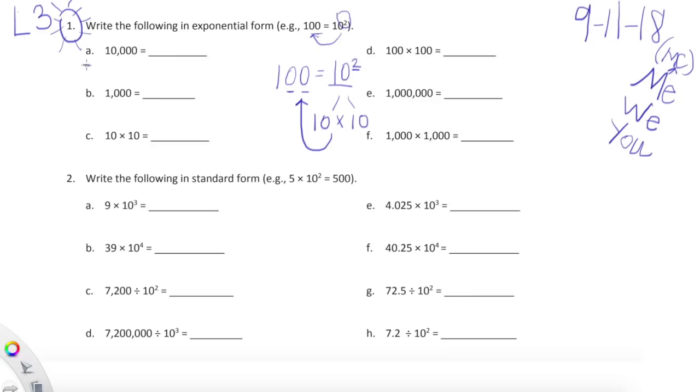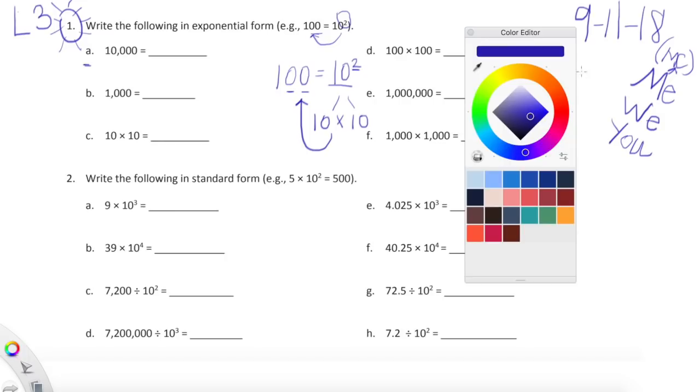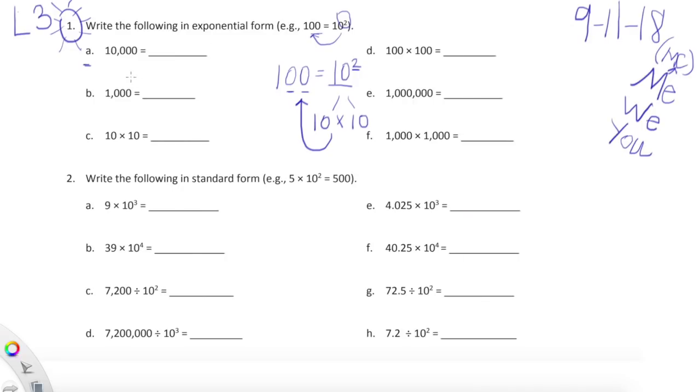Ten thousand. We are to write the following in exponential form. Wow, it's a really big fifth grade word. Exponential form. Do you see the word exponent in exponential form? Exponential form means to write this number in a form that includes an exponent. Holy moly, that is a big word.